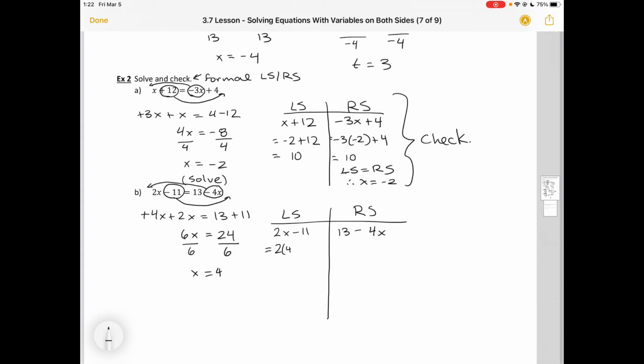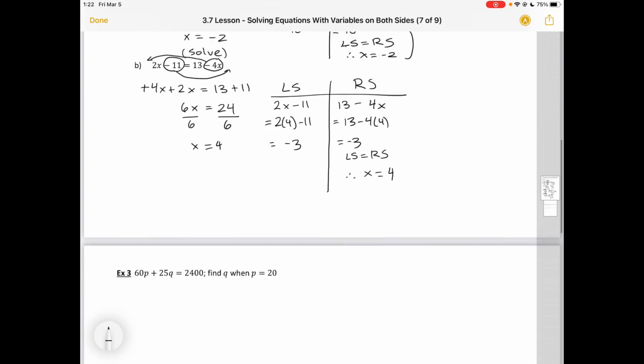Now I think x is equal to 4, so I'm going to plug that in here. My left side when I do that is equal to -3. My right-hand side when I do that is also equal to -3. So my left side is equal to the right side, which means that x equals 4 is correct.